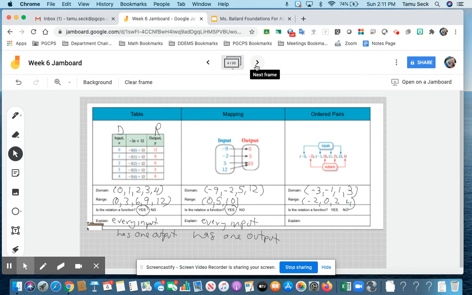is this relation a function? Yes. None of the domains repeat. So the relation is a function. And the reasoning is the same reason. So please write the answer.